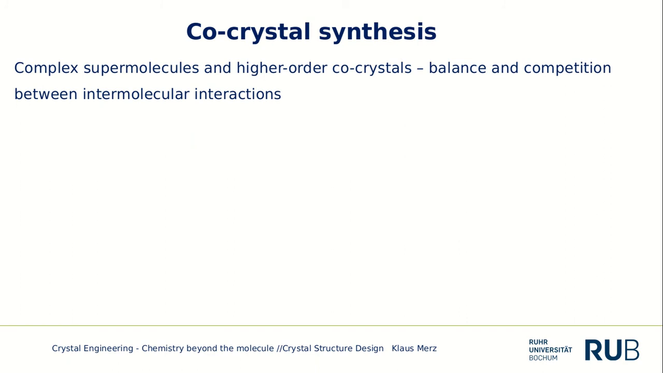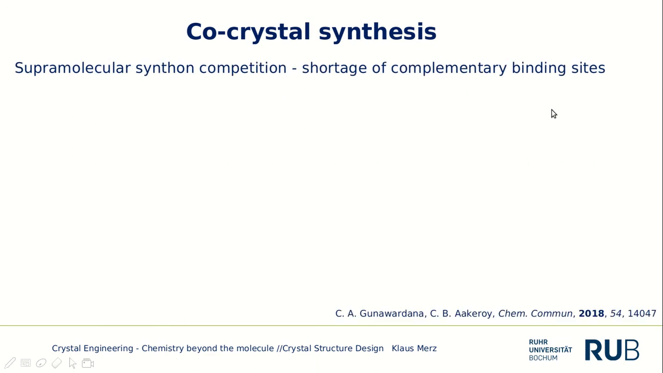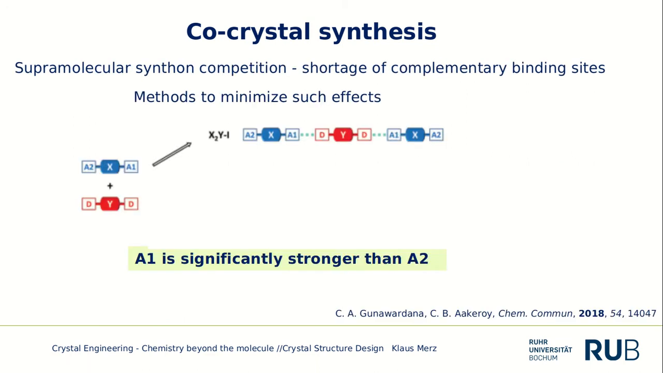Now, first of all, don't forget we always have a balance of competition between intermolecular interactions. And so the balance and competition is very important when talking about hierarchy. With competition, we have a mismatch of acceptor and donor, and then our outcome is less predictable. So it's very important to think about competition. I will show you some examples.